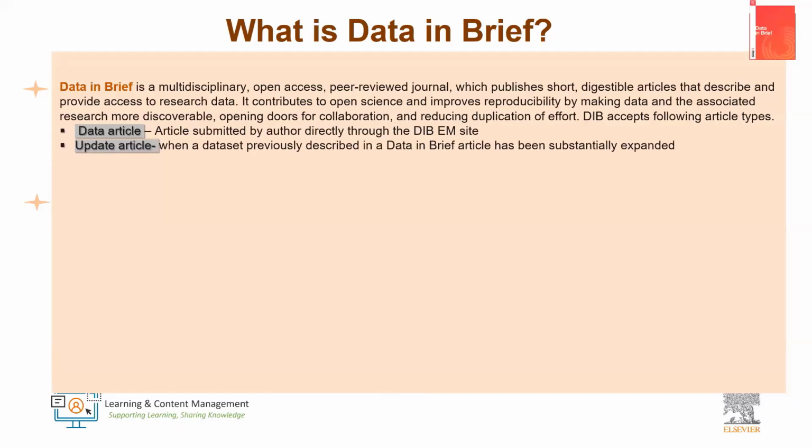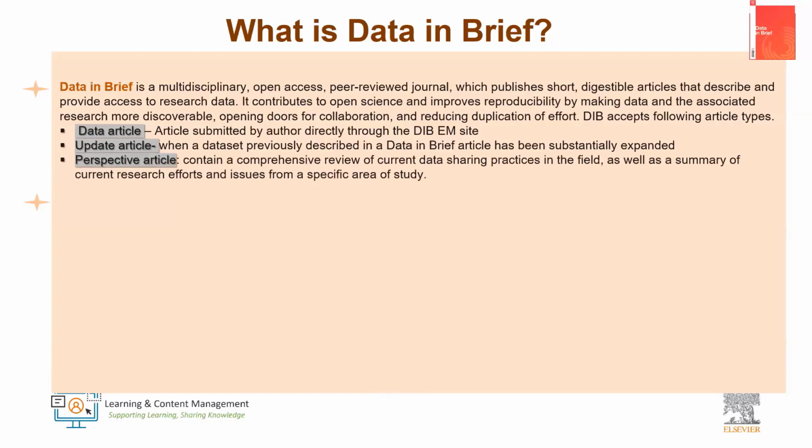The second most commonly used article type is the update article, used when a data set previously described in a Data in Brief article has been substantially expanded. And the last commonly used article type is the perspective article, which contains a comprehensive review of current data sharing practices in the field, as well as a summary of current research efforts and issues from a specific area of study.